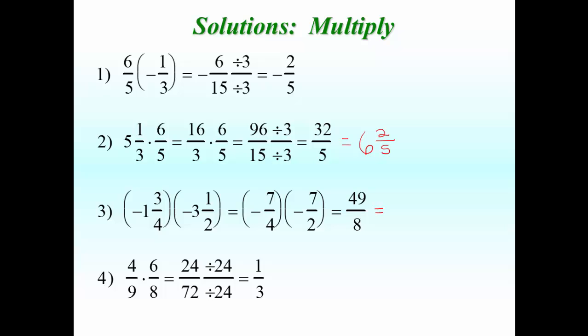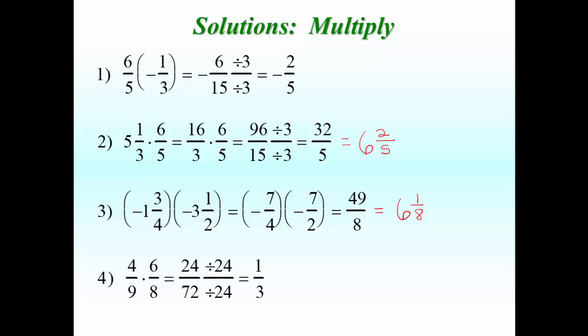For the next, negative times a negative is a positive, 49/8. How many times does 8 go into 49? 8 goes into 49 6 times. 6 times 8 is 48, so we have 1/8 left over. That's 6 full rectangles and 1/8 of another. And the last one, positive times a positive is a positive. You simplify and you get a positive 1/3.